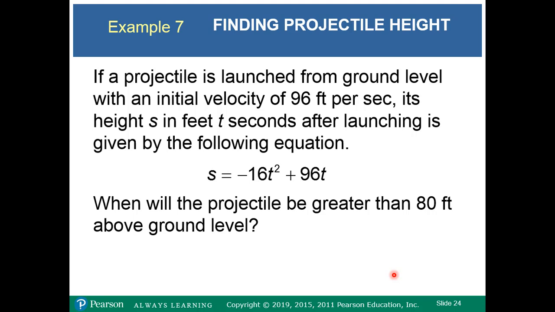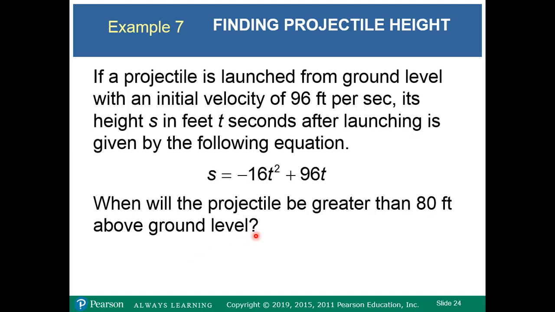So now let's look at finding the projectile height. If a projectile is launched from ground level with an initial velocity of 96 feet per second, its height s in feet, t seconds after launching, is given by the following equation. Here we have the height, which is the position of the projectile, could be a rocket, an arrow, whatever, given by negative 16t squared plus 96t, where this is the initial velocity. Now it says, when will the projectile be greater than 80 feet above ground level?